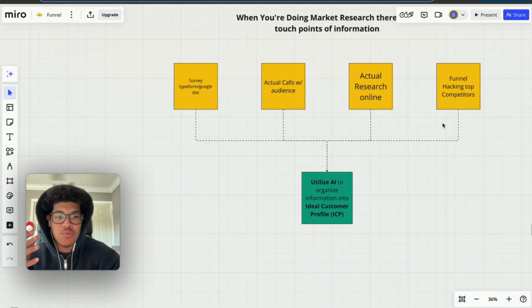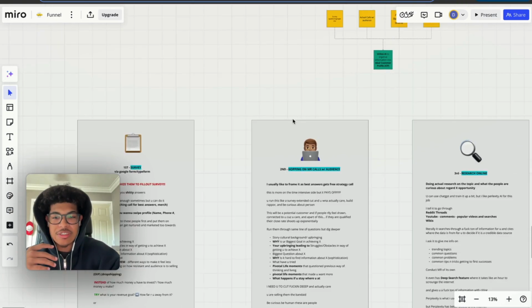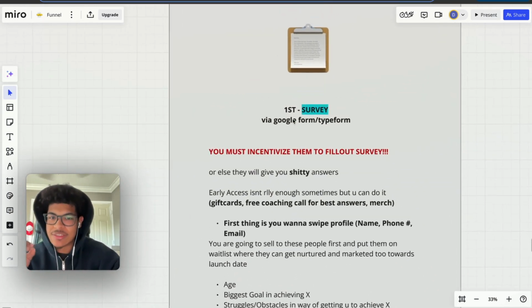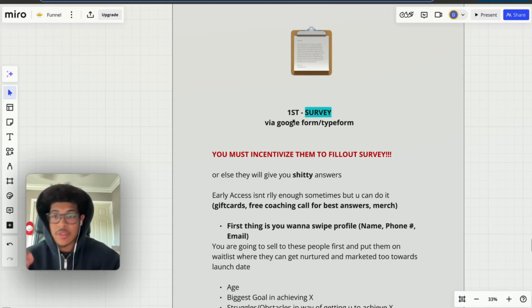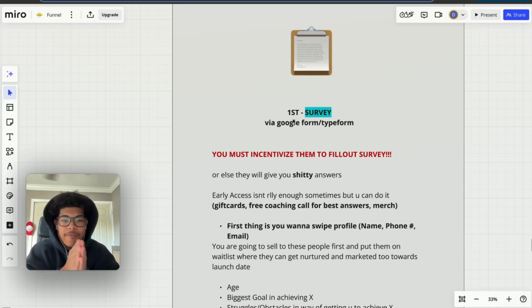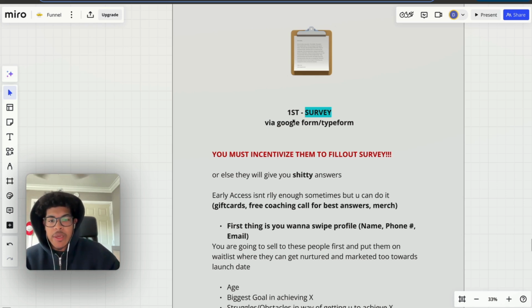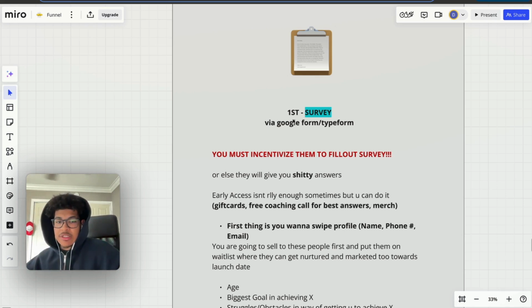So I'm going to break down all these 4 touch points, right? So firstly, let's get straight to it. The first thing I like to do is a survey. This is very, very important. You get a ton of information super quick. It's like a snap of a finger. You get so much information so quick, and it's like your first touch point of information. It's your first little win with the creator, and it's pretty easy to do, right?